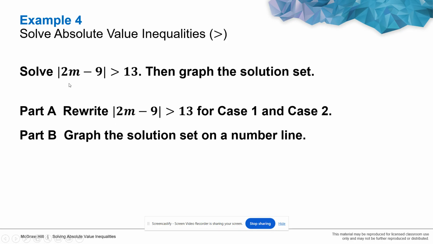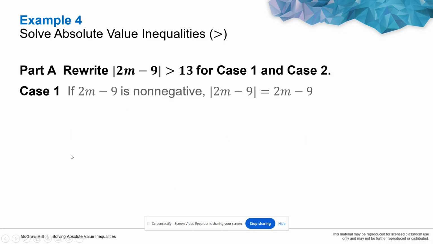So I want to solve the absolute value of 2m minus 9 is greater than 13, and I need to do case 1 and case 2 again, and I need to graph it. Okay? Well, case 1 and case 2 are the exact same as case 1 and case 2 that we were doing before. Okay? In case 1, remember, we can just remove our absolute value symbols. Okay? So that's what I do in this first step here. I just remove the absolute value bars, and now I can solve for m.